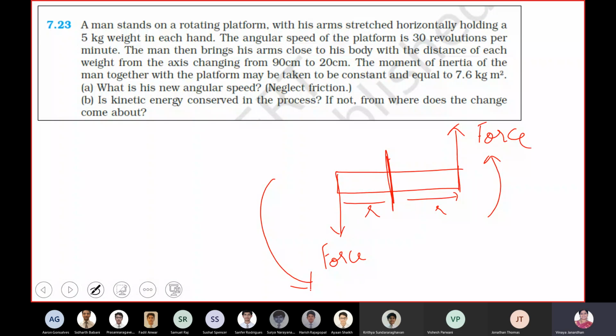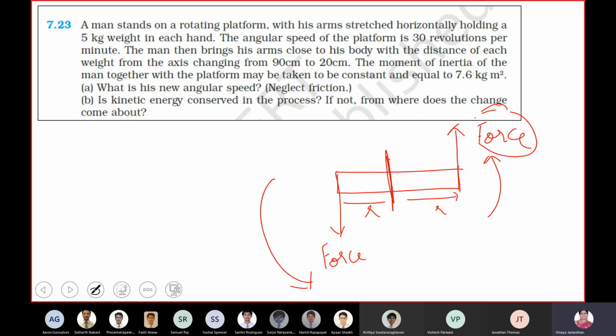But these forces are equal in magnitude and opposite in direction. Only then can you rotate your body. It doesn't mean there is no torque acting on the body. If the torque is not acting, the body cannot rotate. But whatever torque is acting is a balanced torque.